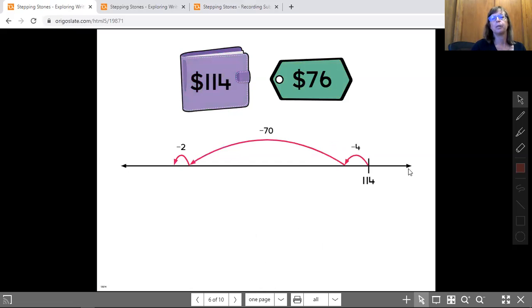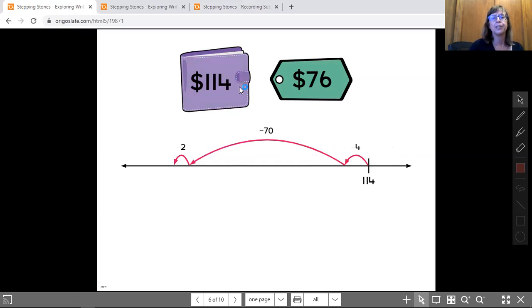And of course, we also know we can jump backwards. And it's up to you which method you prefer to use. That's why we teach different strategies, because people are different and they can use different things depending on what the question is or depending on their preferred method.